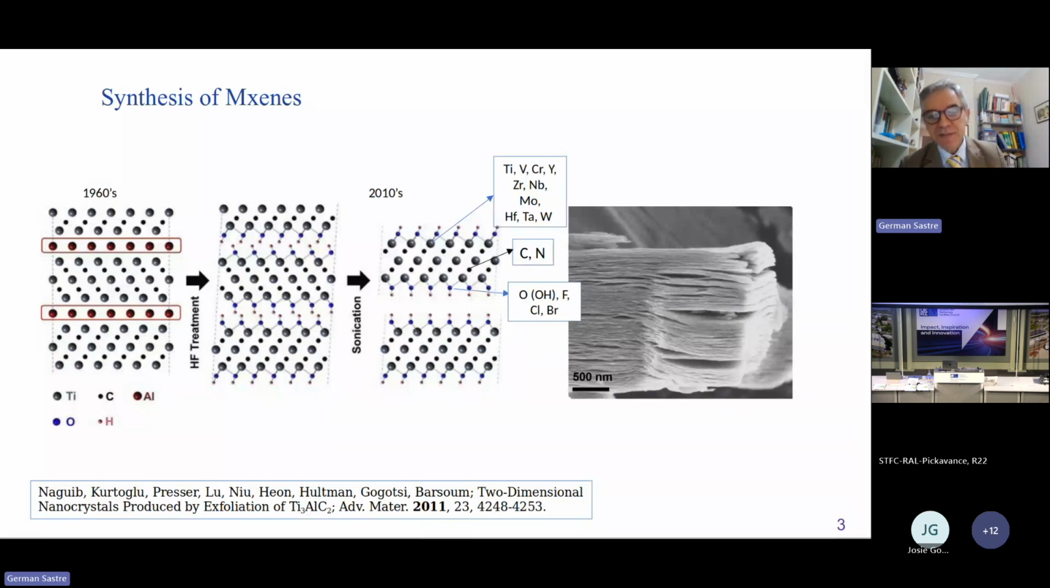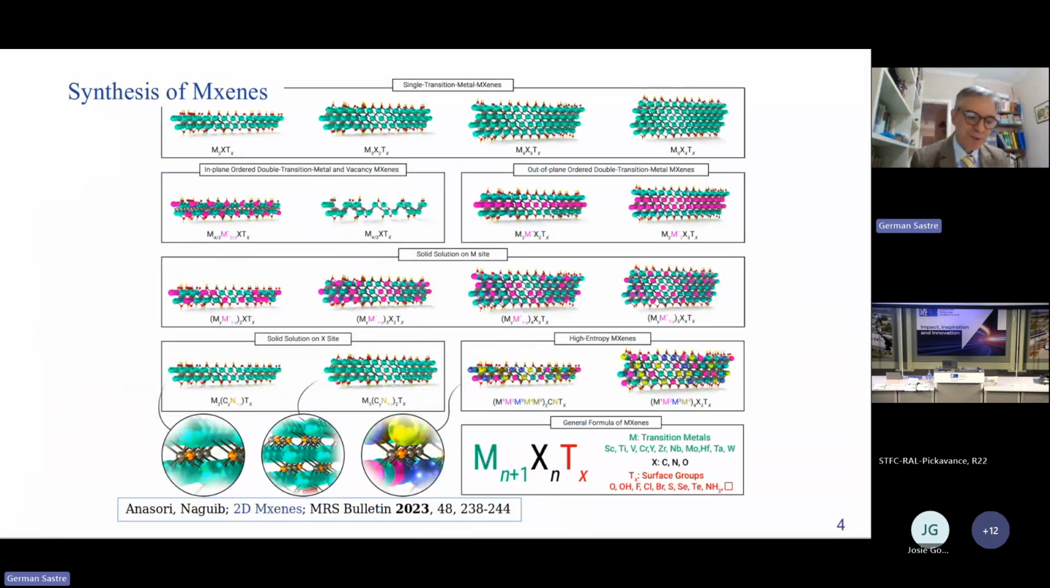And you can see the family here that as transition metals, you have a number of elements, titanium, vanadium, and so on, carbon and nitrogen, so metal carbides or metal nitrides, and then termination, as I told you before, oxygen, hydroxide, fluoride, chloride, bromide. And then this was 2011.